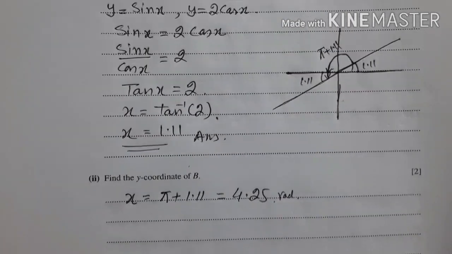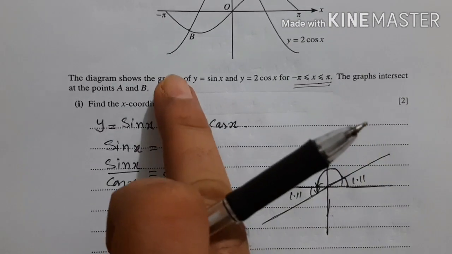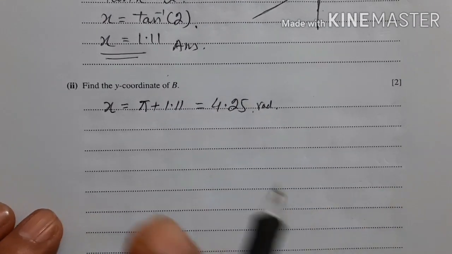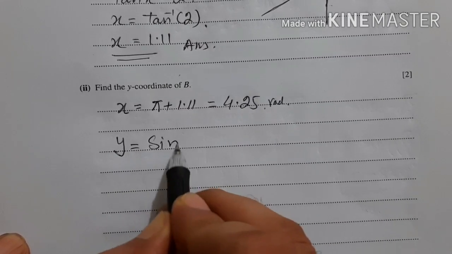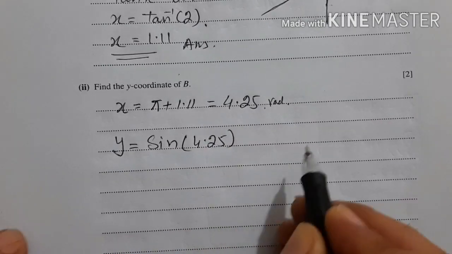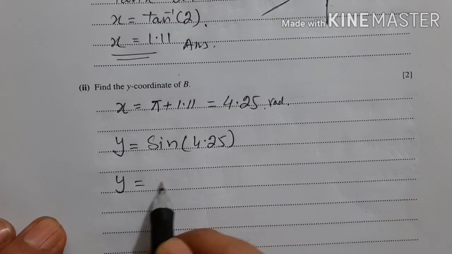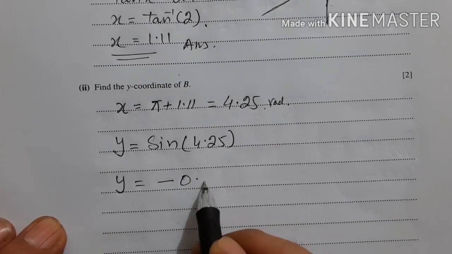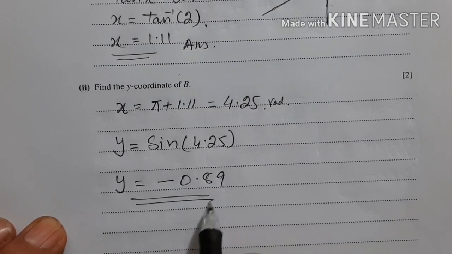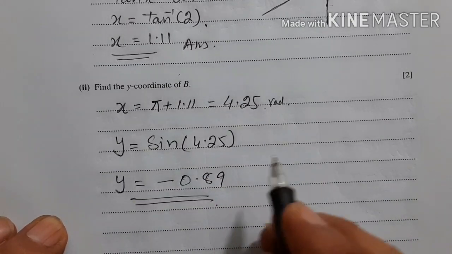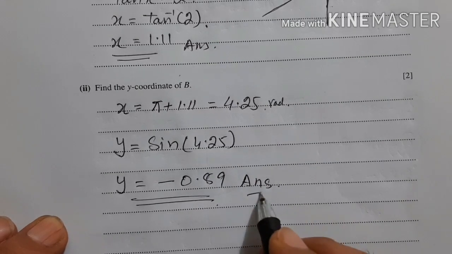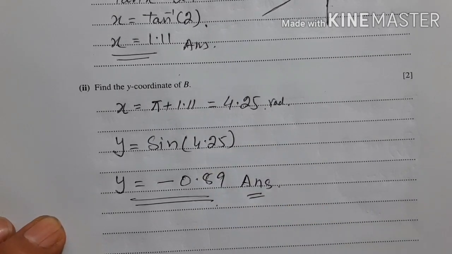So this is our second value, which will be used for the coordinates of B. So we'll put this value of x here, y is equal to sine x, and we'll get the y coordinate of point B. So y is equal to sine 4.25, and this will give us y is equal to minus 0.89. So this is the y coordinate of point B. Don't forget to change your calculator into radian mode. So this is the answer of part B.